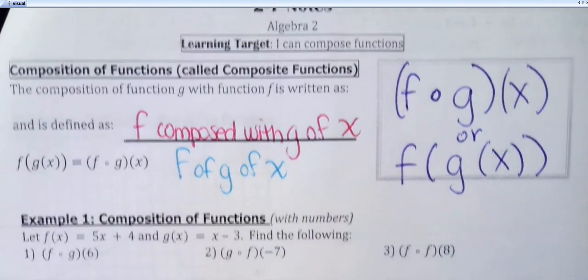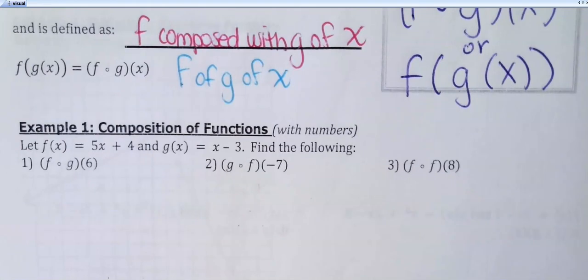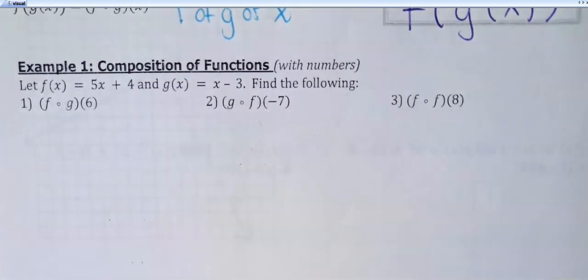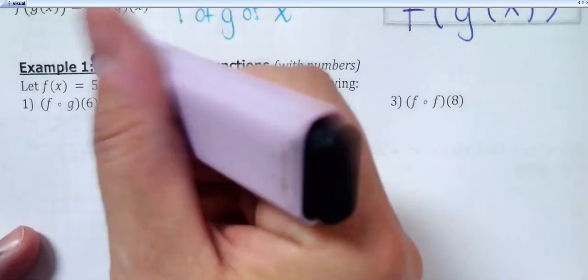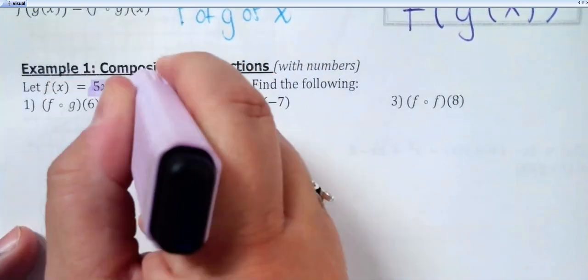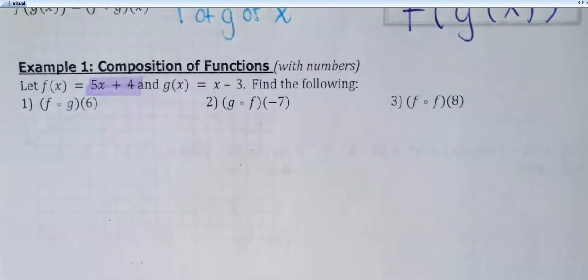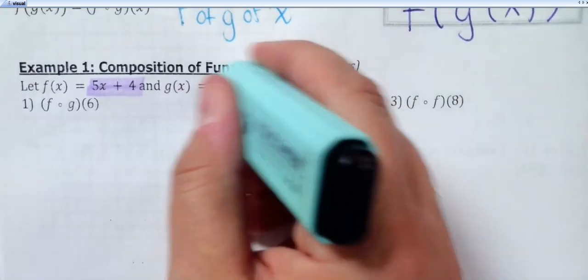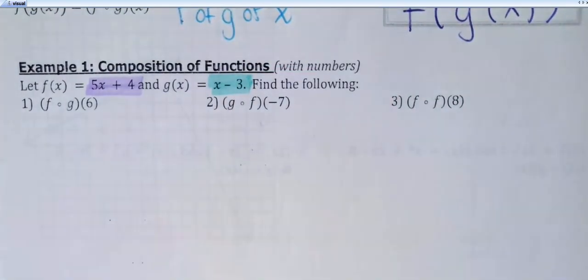All right, now, I'm going to give you a couple of functions, just like we did yesterday. This is basically like two problems in one when you work on this with numbers. All right, so I've got f of x. My function rule here is going to be 5x plus 4. G of x is going to be x minus 3.